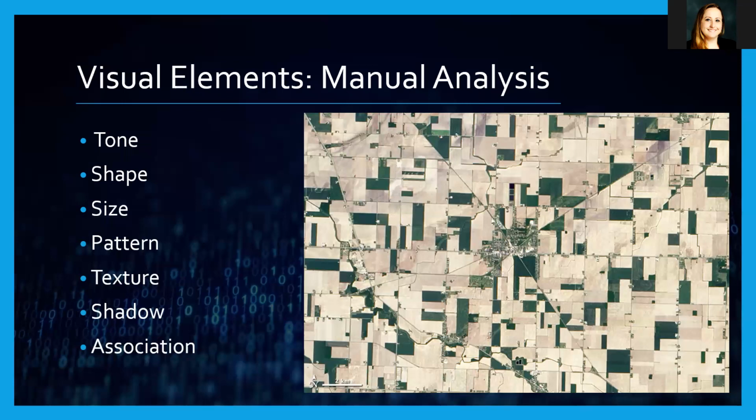So in order to more accurately interpret the images, you will need to take the elements of tone, shape, size, pattern, texture, shadow, and association into account. We already do all this naturally, often without realizing it. Now we're just putting words to it.